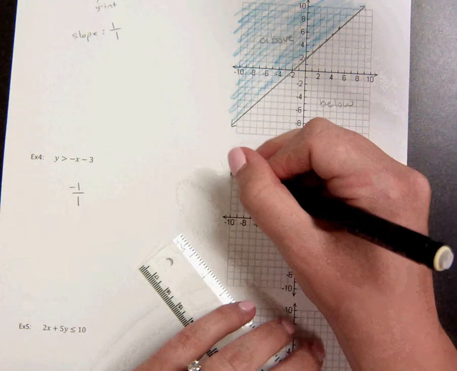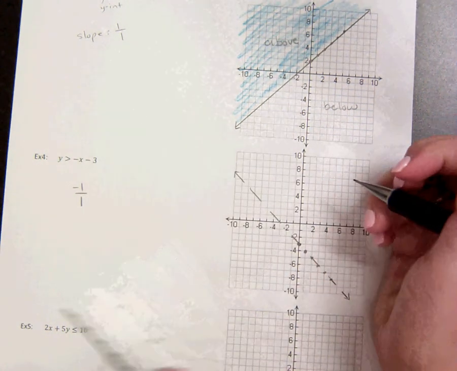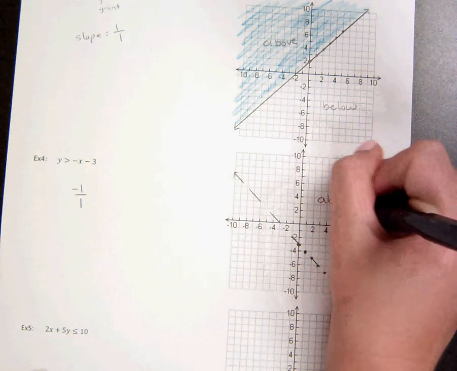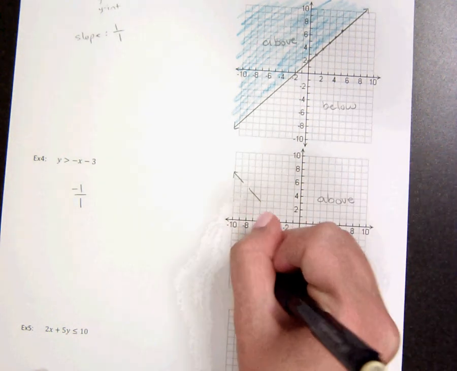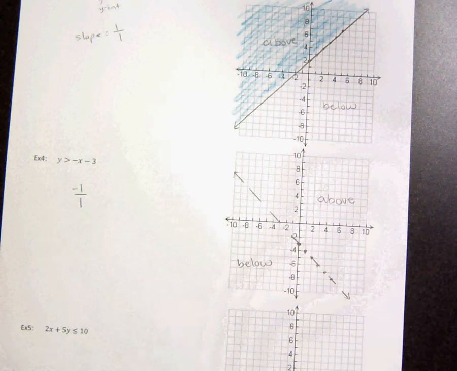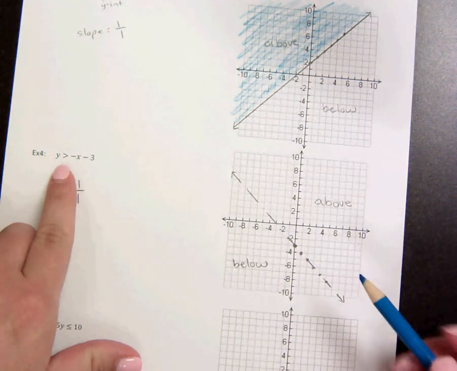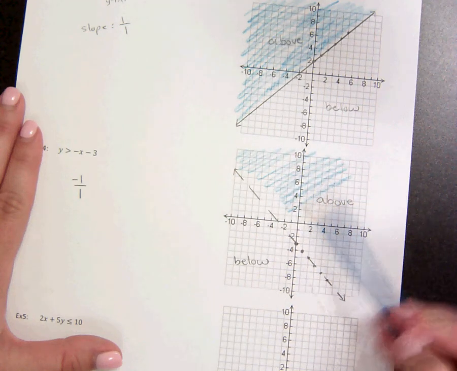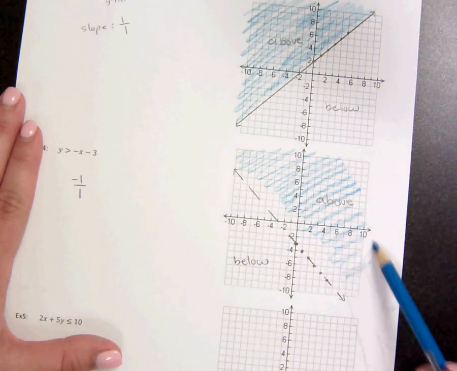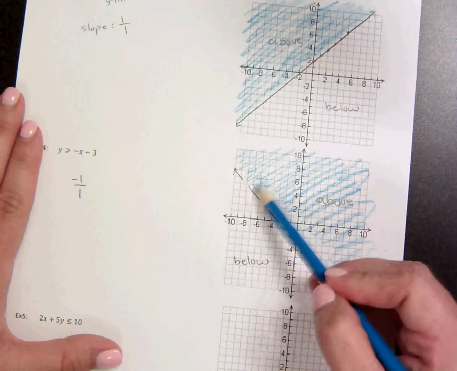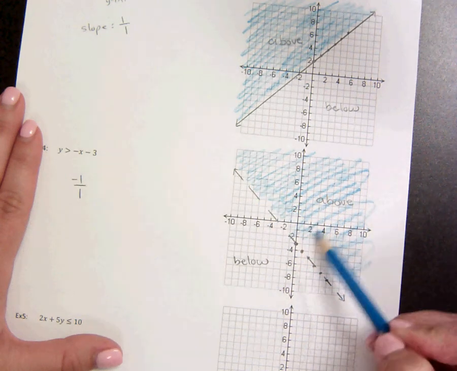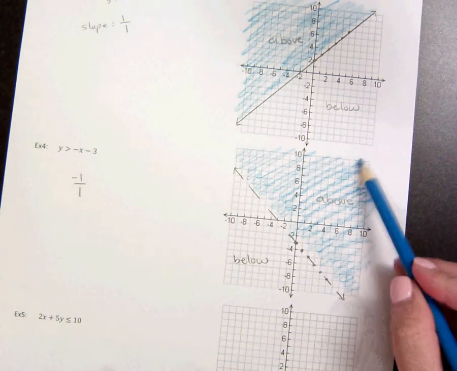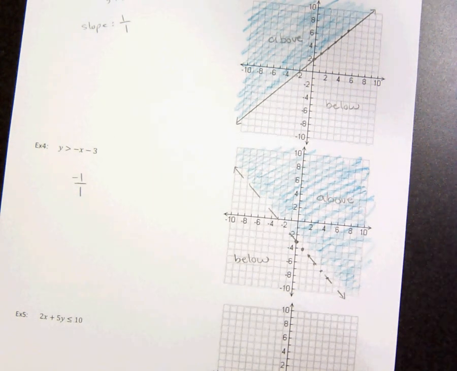All the way across. It splits the grid into two halves. This would be above, this would be below, and then we'll look at our inequality. This is greater than, so we're going to shade above the line. So all the values, all the ordered pairs above that line, all the way up to the line but not quite touching it. That's why it's dashed. Every single ordered pair in this region is a valid solution.